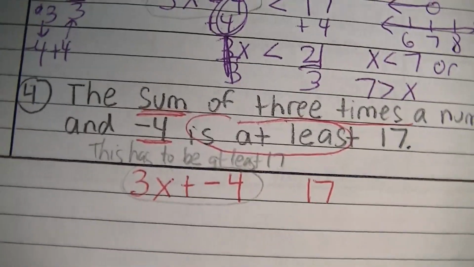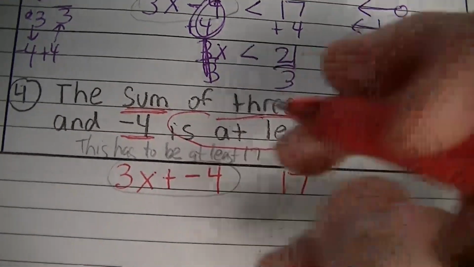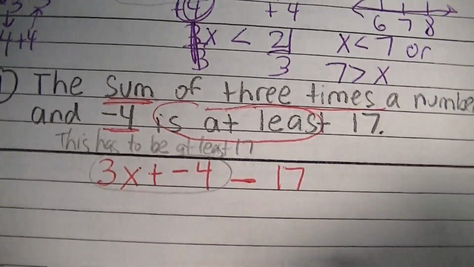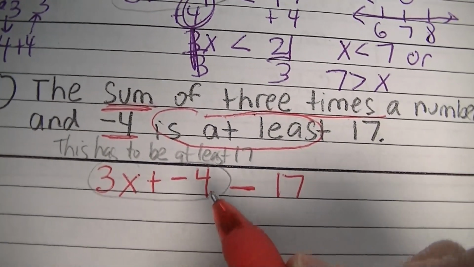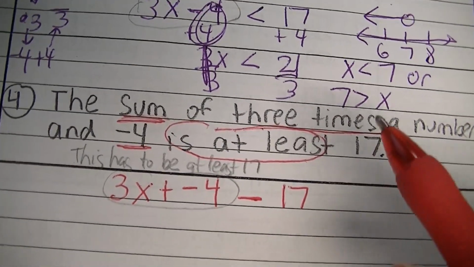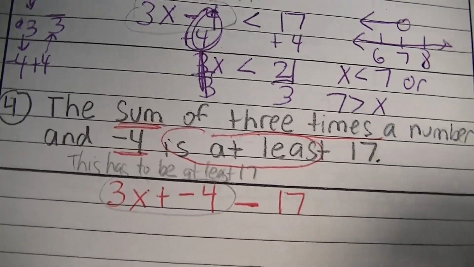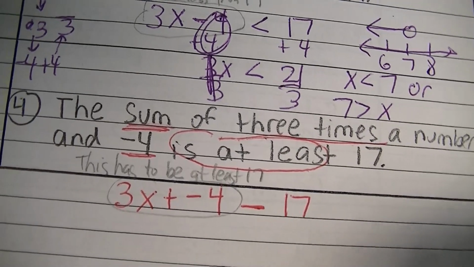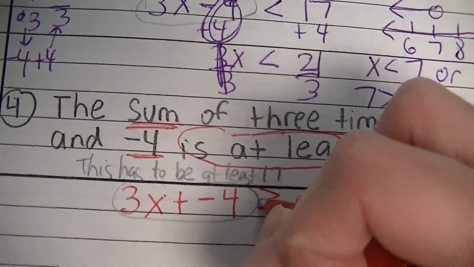Okay, so if it has to be at least 17, that means, yeah, it can equal 17. So it's got to be at least 17. So could it be 18? Yeah, that's at least 17. Could it be 19? Yeah, that's at least 17. Could it be 2? No, that's not at least 17. So you should know that it goes this way. Okay, now let's go ahead and build it.